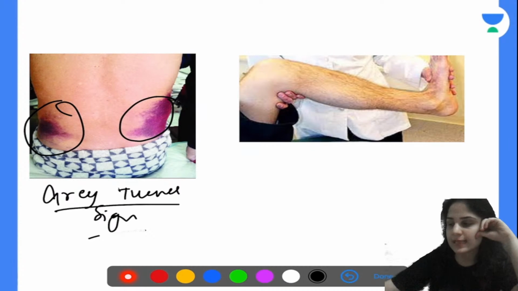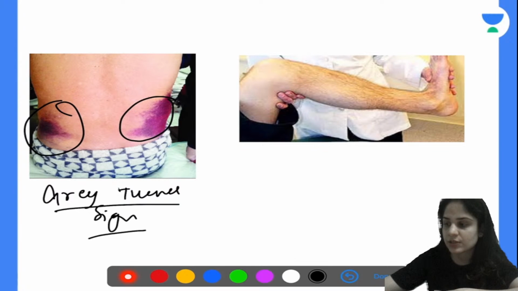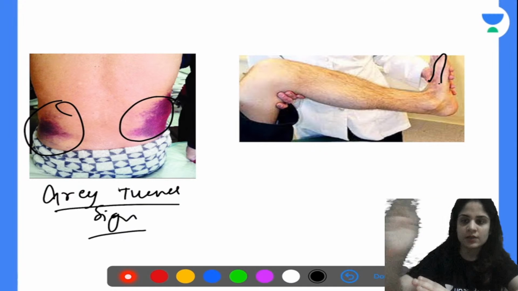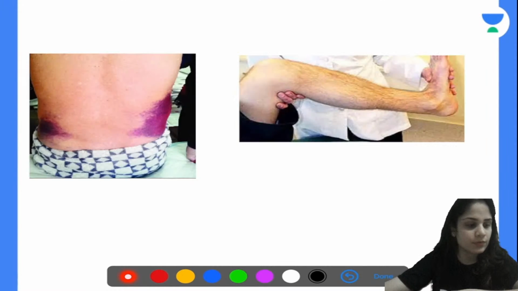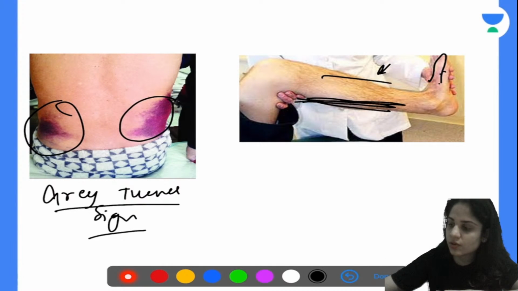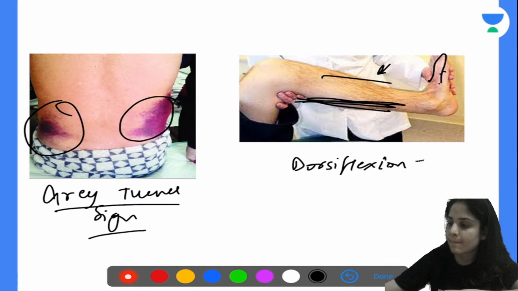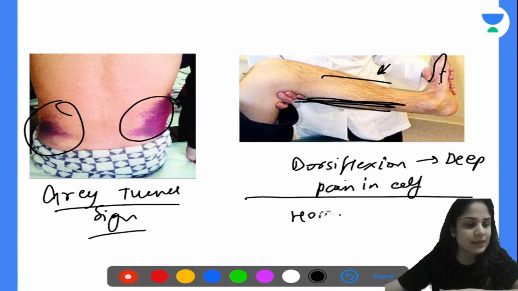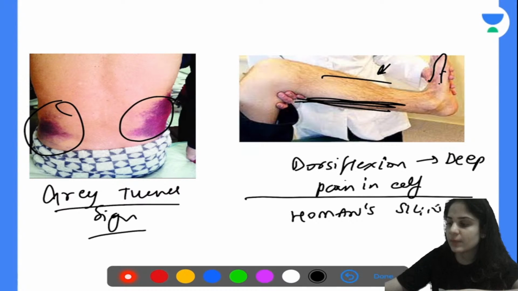All right. Now, next sign. Can you see what this person is doing over here? He's flexing the foot of this patient. If you hold the leg like this and you flex his foot suddenly, he'll get excruciating pain in his calf. What is the name of that sign and in which condition do you get it? On dorsiflexion of the foot, you get deep pain in the calf. It is called Homans sign. It is seen in case of deep vein thrombosis.